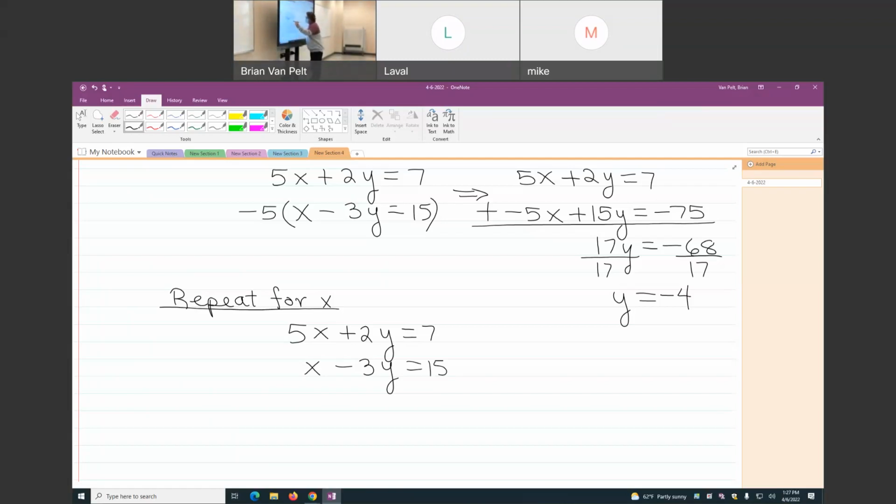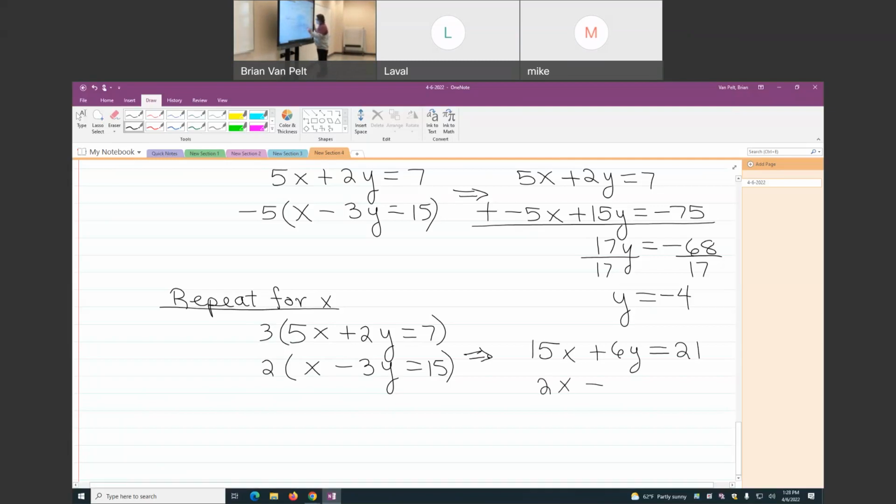I'm going to multiply the first equation by 3, and the bottom by 2. This makes, if I do both equations, the first equation 15x plus 6y equals 21. Make sure you multiply the 3 to every single thing in those parentheses. And then for the second equation, I get 2x minus 6y equals 30.